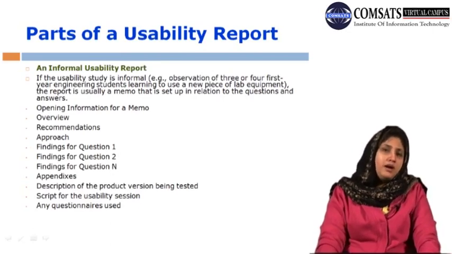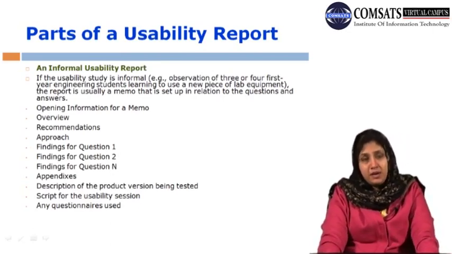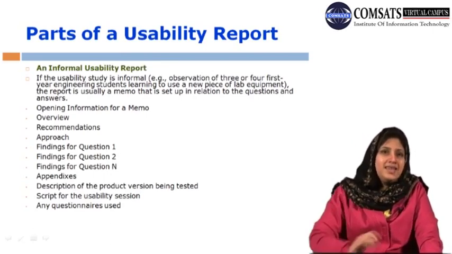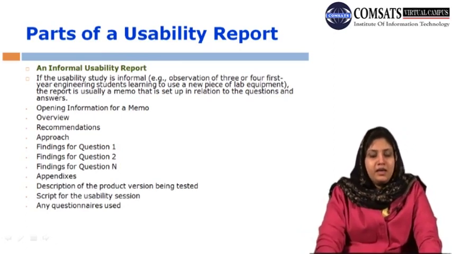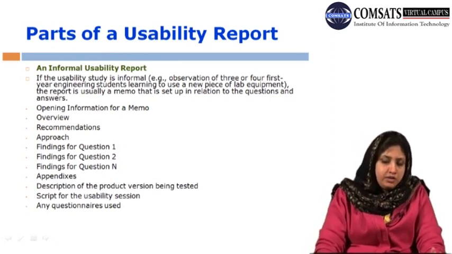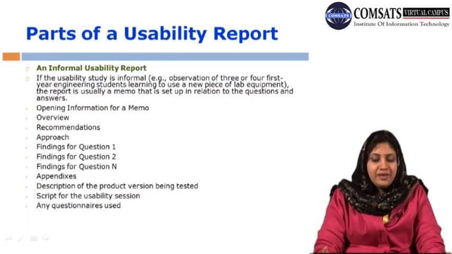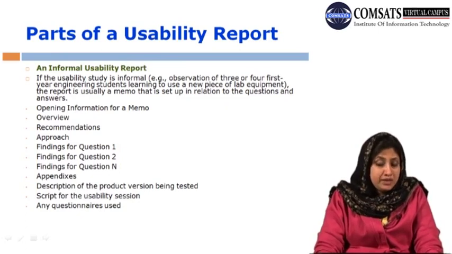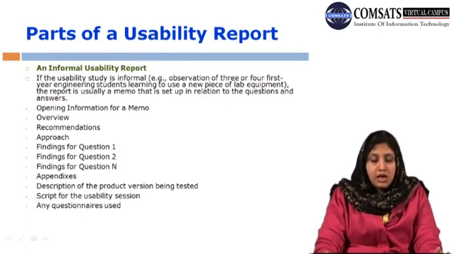So let's talk about the parts of a usability report. As we discussed the parts of our recommendation and feasibility reports, now we need to discuss parts of our usability reports, because they are different. So an informal usability report, if the usability study is informal, for example, an observation of 3 or 4 first-year engineering students learning to use a new piece of lab equipment, the report is usually a memo.